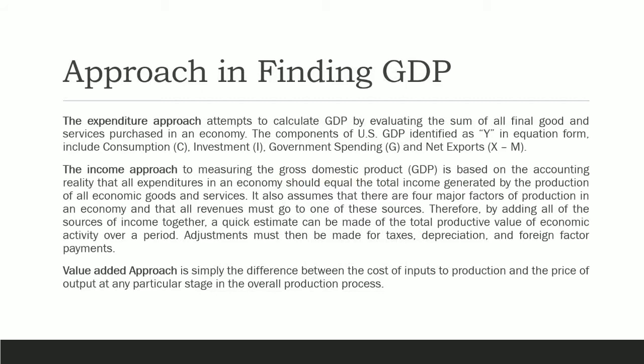The income approach is to measure the gross domestic product (GDP) based on the counter reality that all expenditures in an economy should equal the total income generated by the production of all economic goods and services. It also assumes that there are four major factors of production in an economy that all revenues must go to one of these sources. Therefore, by adding all of the sources of income together, a quick estimate can be made of the total productive value of economic activity over a period. Adjustments must then be made for taxes, depreciation, and foreign factor payments.